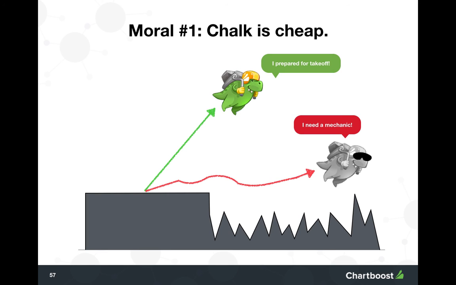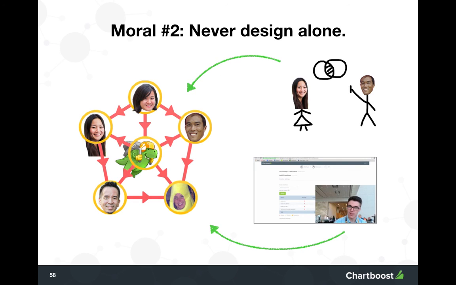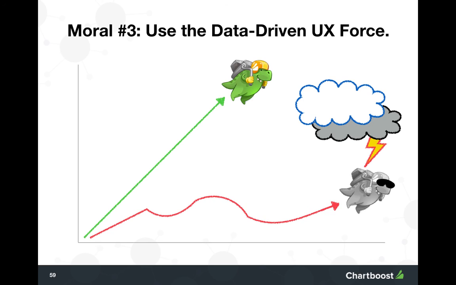moral number one is that chalk is cheap. It's definitely best to do your research and your design iteration before you launch. It'll make the flight and the launch easier, much better than needing repairs in midair. The second one is never design alone. Use your team, design team, product team, and most importantly your users. Get their feedback on whatever you're building. And lastly, rule number three, it's okay to use the force, but use the data-driven UX force, and you'll fly a lot higher. Okay, thanks a lot.